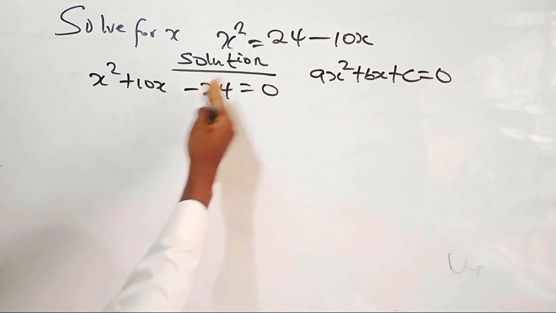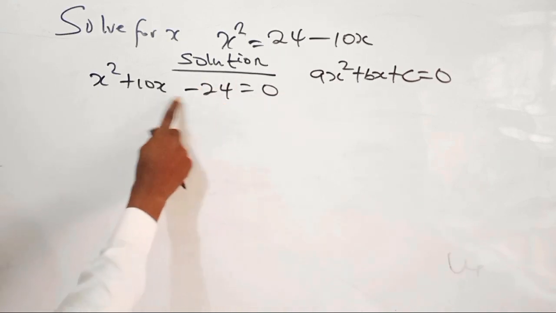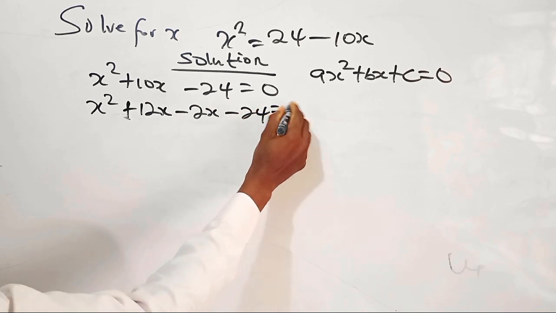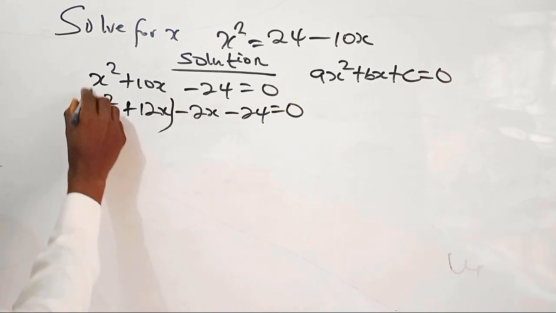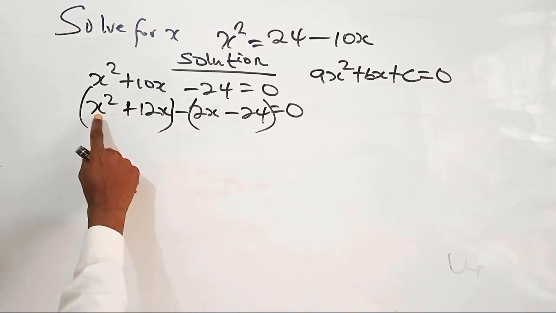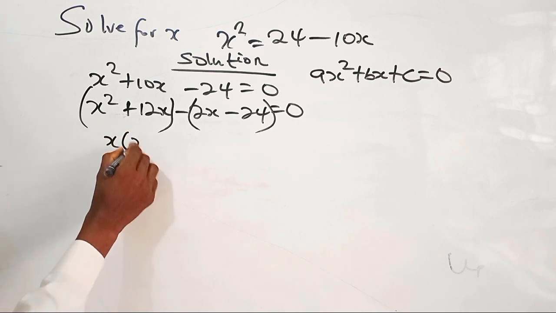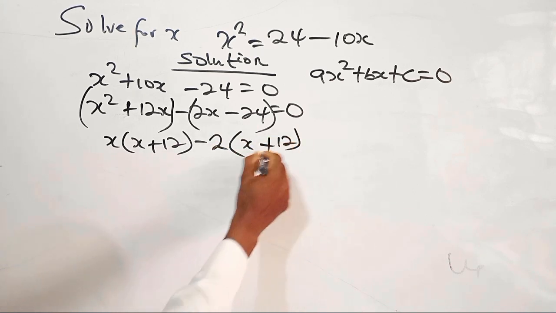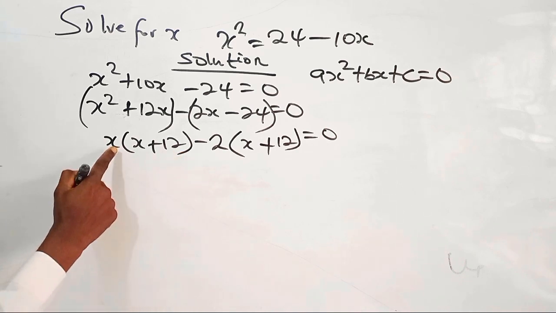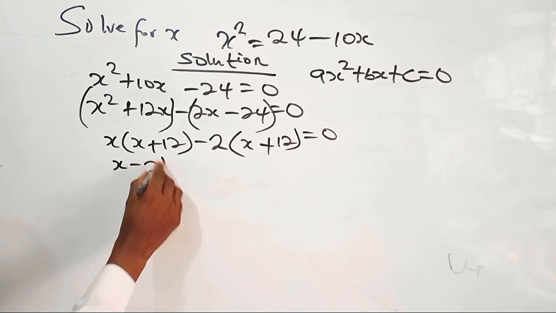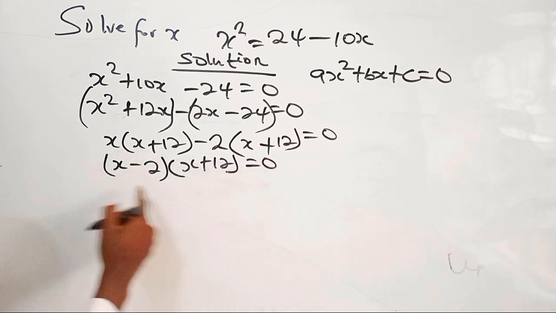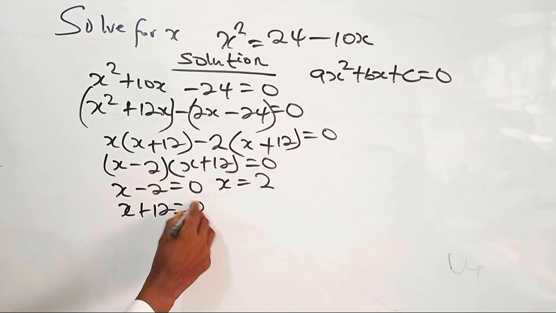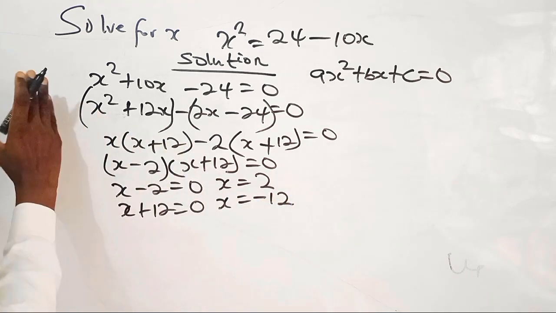I use the factorization method, or I use the formula method to solve this. So I have 24, so I can use 2 and 12. So I have x squared, 12x minus 2x, minus 24 equals 0. From here I can group it in this form and look for the common factor. In the first bracket, x is common, so I have x into x plus 12, minus 2 into x plus 12 equals 0. So I can pair this with this: x minus 2 times x plus 12 equals 0. If x minus 2 equals 0, then x equals 2. And if x plus 12 equals 0, then x equals minus 12, using the factorization method.